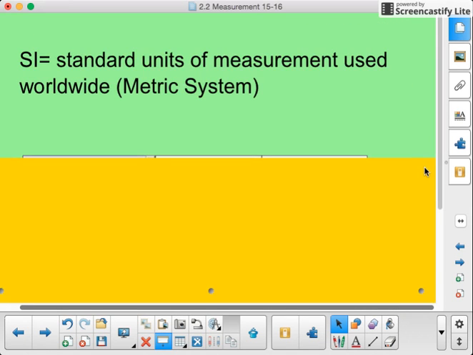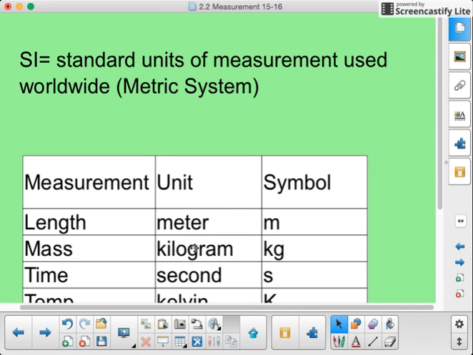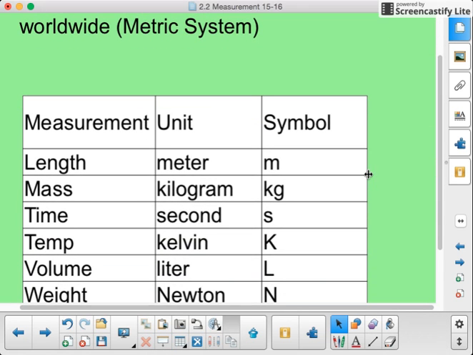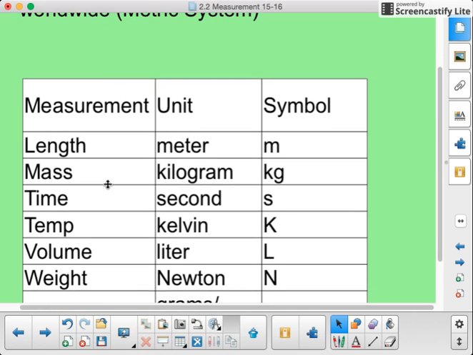So we're going to look at some values of measurements in the metric system, or base units. The unit of length is the meter. The symbol is a lowercase m. Uppercase and lowercase letters are important. Make sure that you follow what you see on the screen here. The unit of mass is the kilogram, abbreviated kg. Time is measured in seconds, abbreviated with an s.